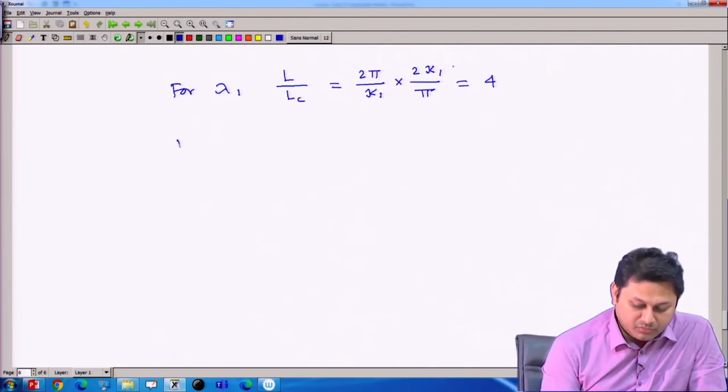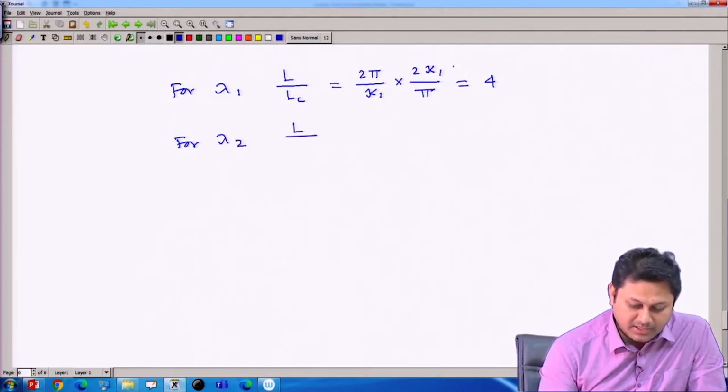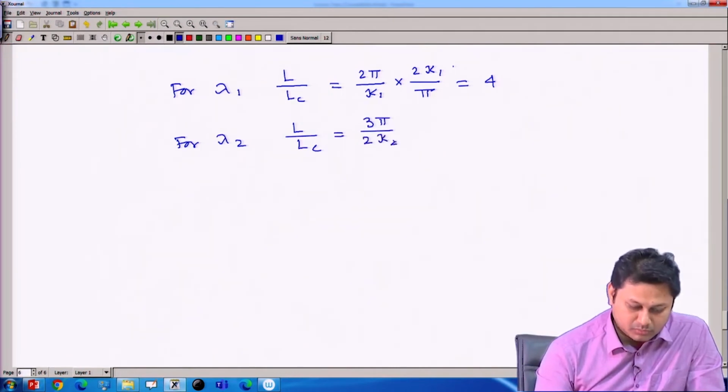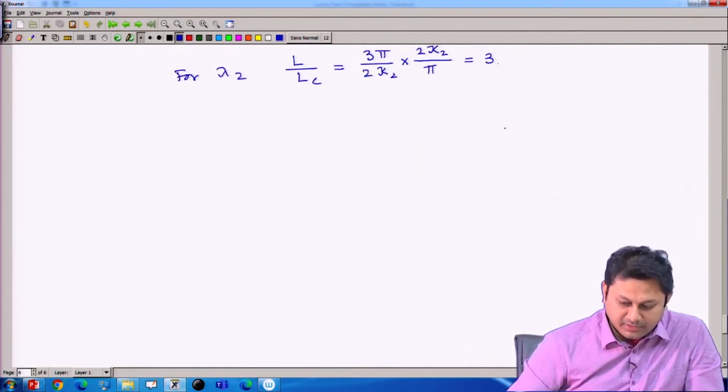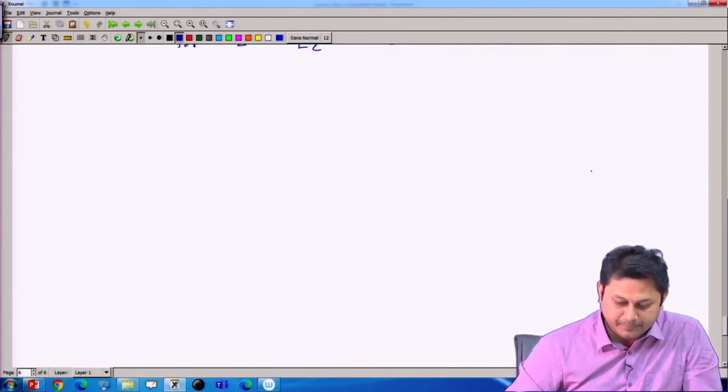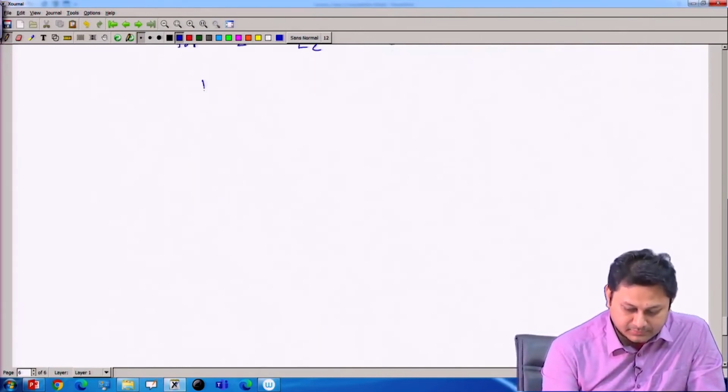So, what about for lambda 2? For lambda 2, this value L divided by LC is equal to 3 pi divided by 2 kappa 2 multiplied by 2 kappa 2 divided by pi, which comes out to be 3. So, that means if I draw this, it should be something like that.